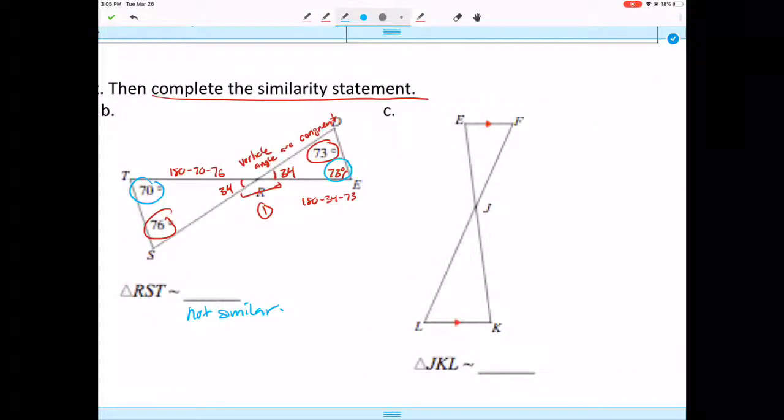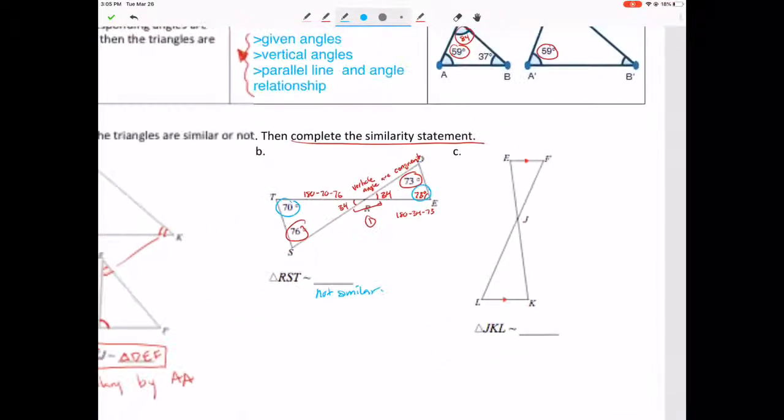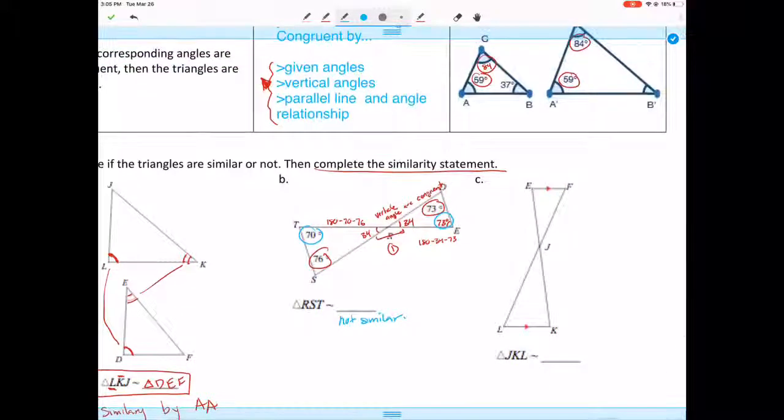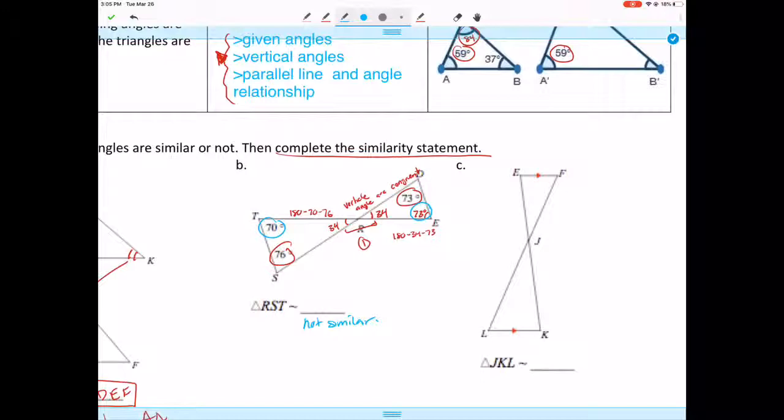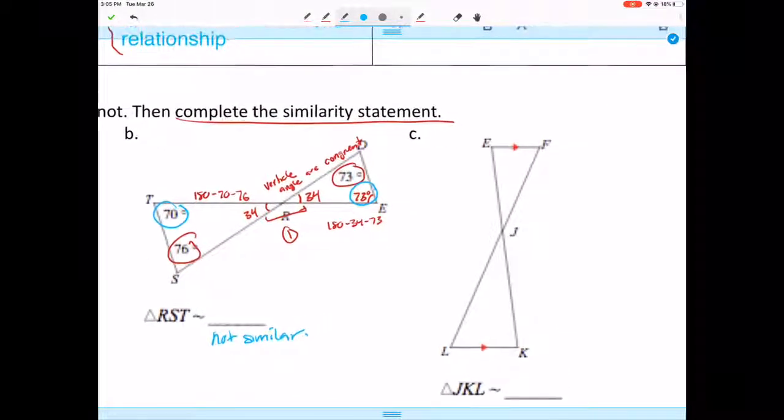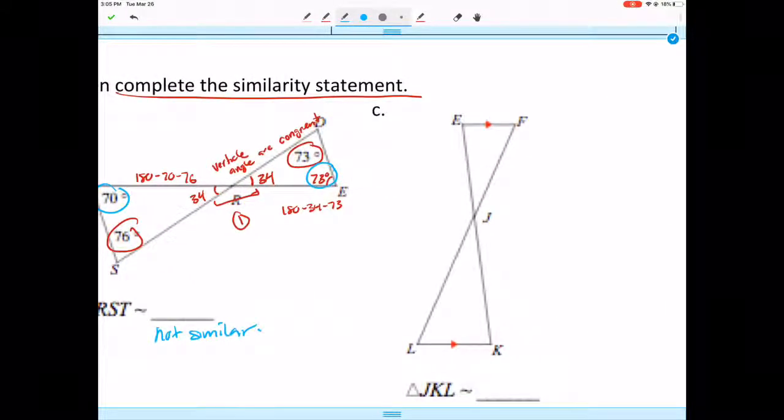All right, next one, C. This is the other thing, the three things that may help us. The last is parallel lines. So there's a relationship between parallel lines and angles. Whenever you have a line that crosses those parallel lines, these lines that cross two parallel lines are called transversals.